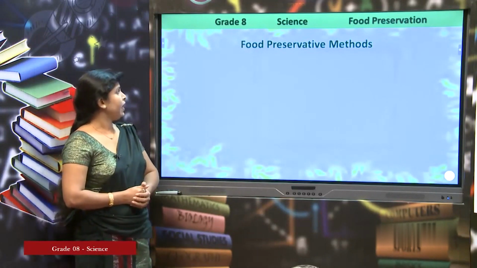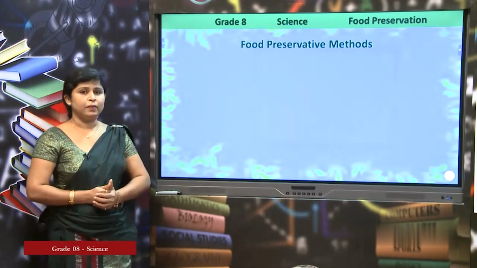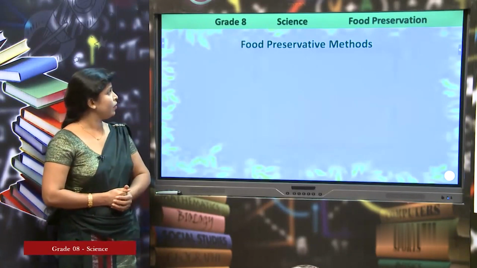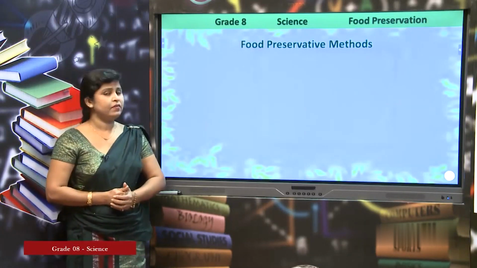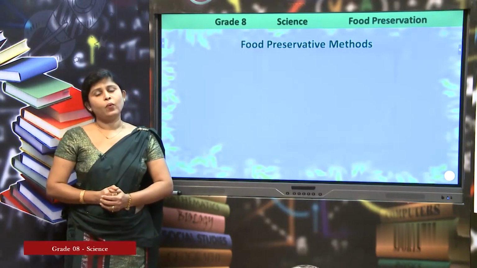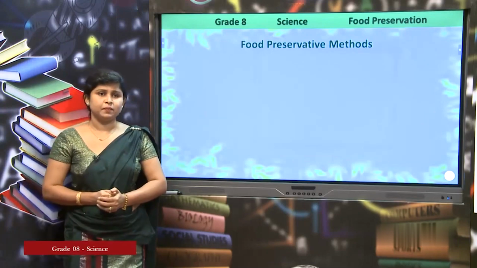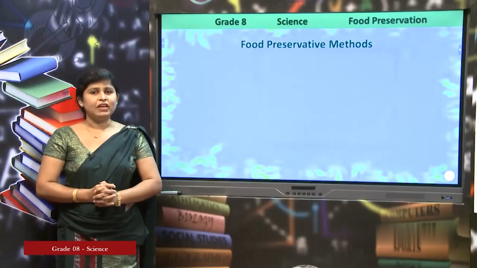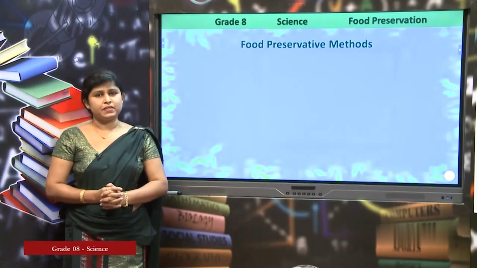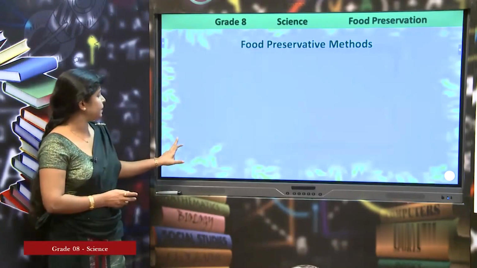Right. Now, we have come to another topic, food preservative methods. What are the methods used to preserve the food items? We can use different methods to preserve the food items even at home. They can be divided into two groups, right? Let's see.